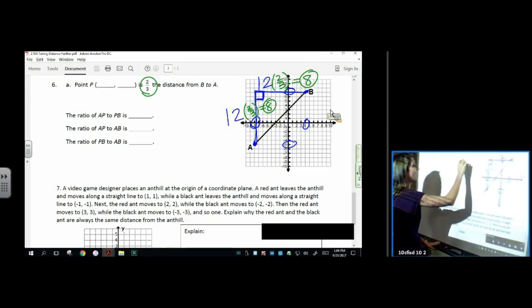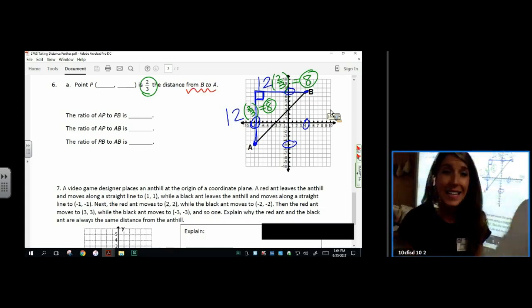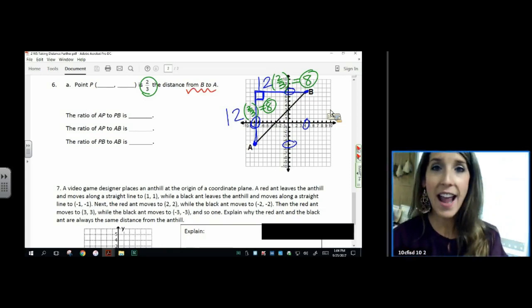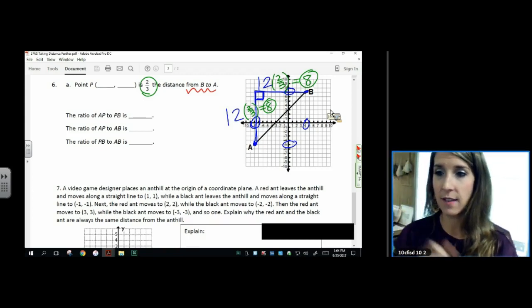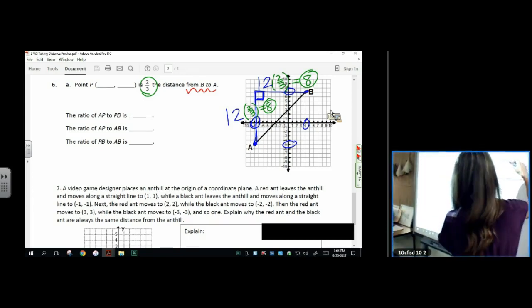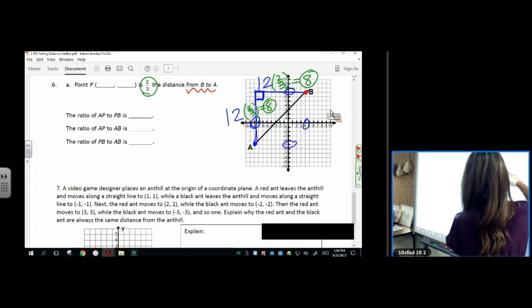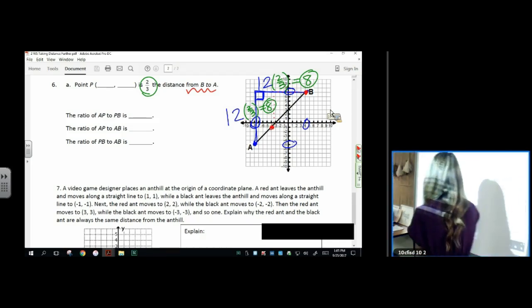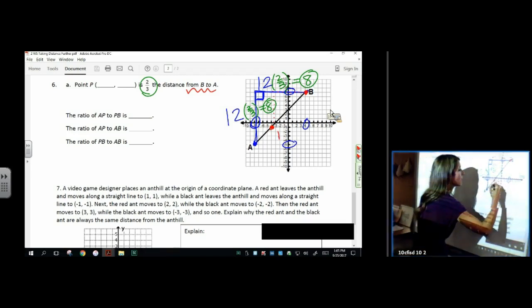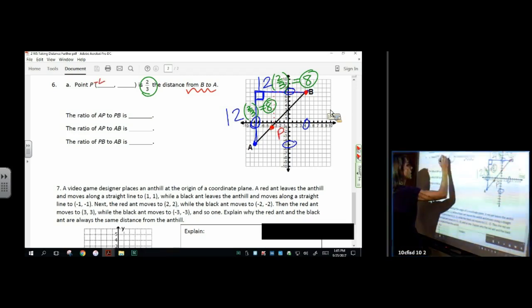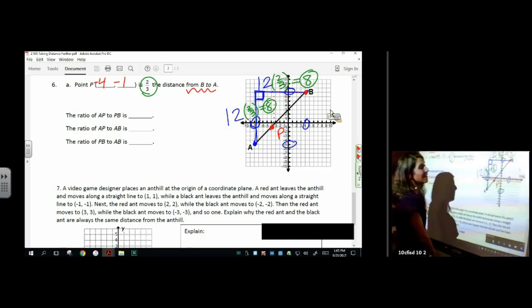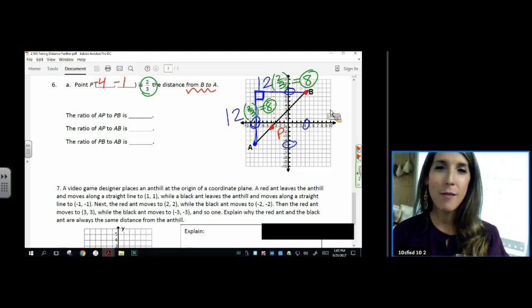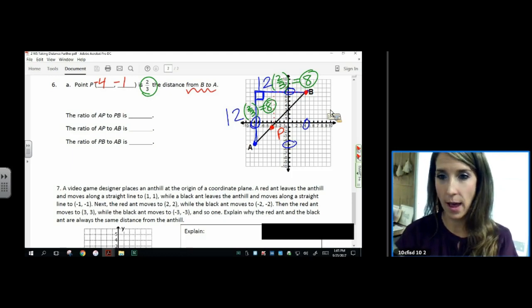Now we have to really read carefully. This is where we could go wrong. The distance from B to A, so that's a big deal. Don't start at A and rise 8 and run to the left 8, or to the right, rather. We're going to start at B, and we're going to travel left 8, 1, 2, 3, 4, 5, 6, 7, 8, and then we're going to travel down 8, 1, 2, 3, 4, 5, 6, 7, 8. Our answer, the location of point P, is negative 4, negative 1. So that's where we ended up. We didn't travel all the way. We traveled 2/3 of the way.